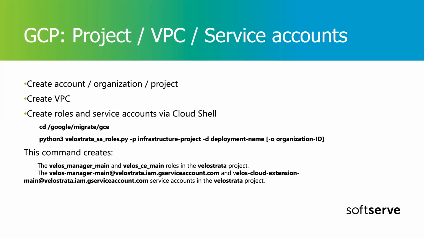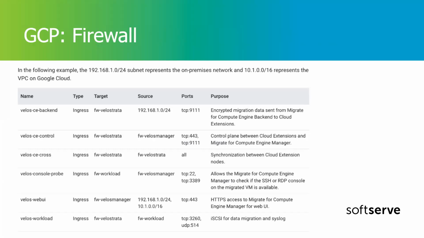Now let's discuss the prerequisites for Velostrata on the GCP site and the on-prem site. On the GCP site, we should have a created account, organization, and project. In this project, we need to create a VPC and a service account. Service accounts can be created with Cloud Shell. The next prerequisite on the GCP site is the firewall. We should have accessibility between the sites and the firewall ports opened. For example, we need to open port 443 for the Velostrata Manager Web UI, SSH port, and RDP ports for accessing migrated VMs, and other ports, which you can see on this slide.